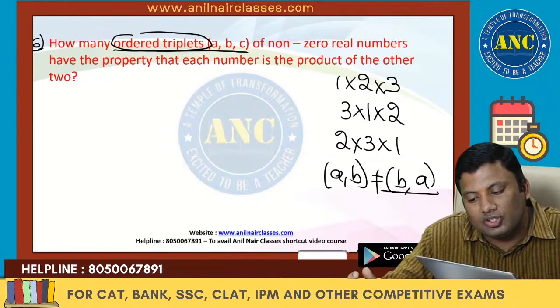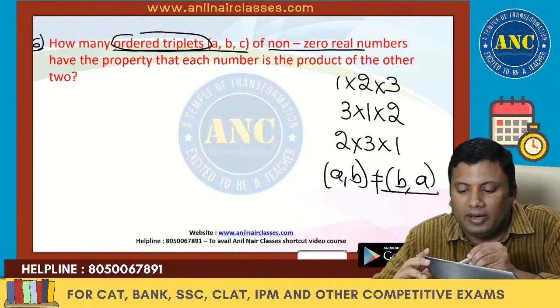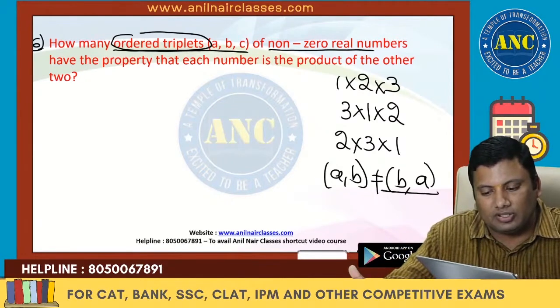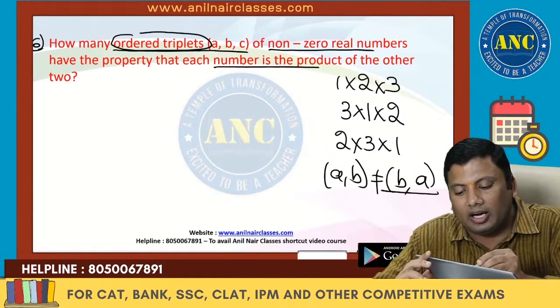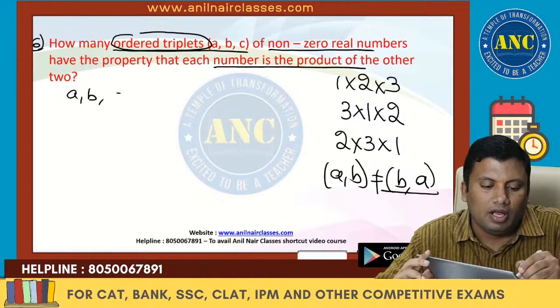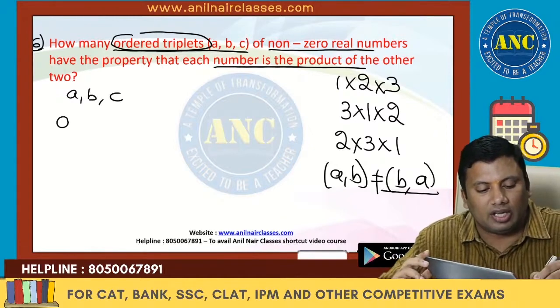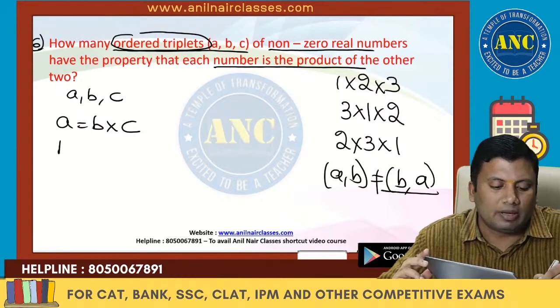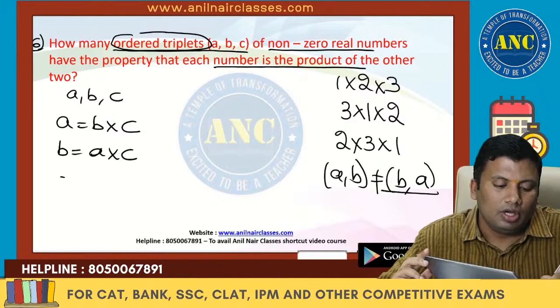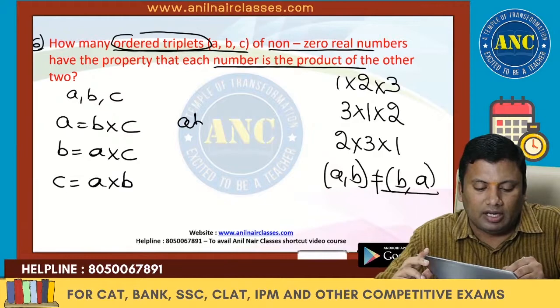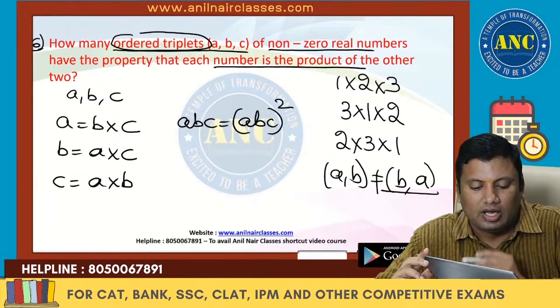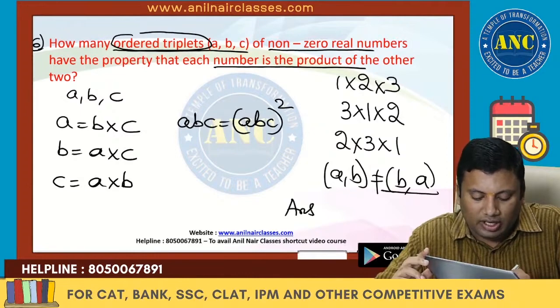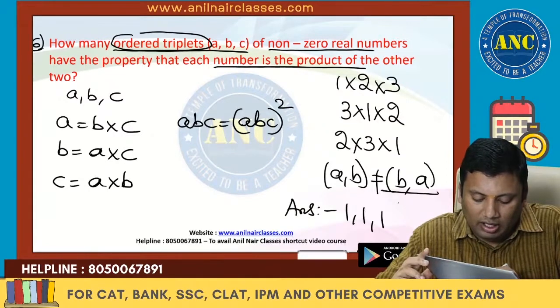ABC of non-zero real numbers. All of A, B, C take non-zero values. Each number is the product of the other two. There are 3 non-zero real numbers, and each number is the product of the other two. So if I multiply, ABC is equivalent to ABC whole square. So immediately students will say 1, 1, 1, that is the case.